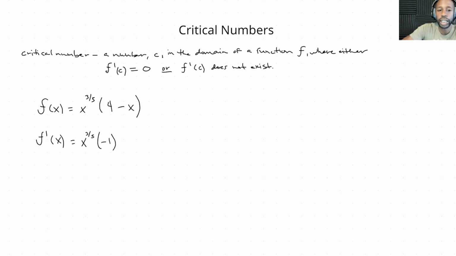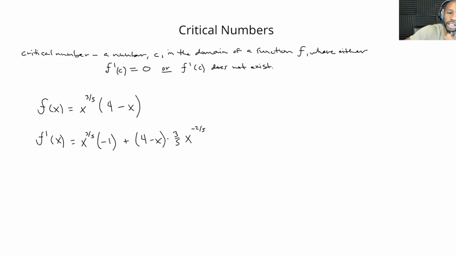Plus the second times the derivative of the first. So the derivative of x to the 3/5 is going to be 3/5 times x to the, now this -1, that's going to be to the -2/5. Okay. All right. So let's go ahead and kind of clean this up a little bit.